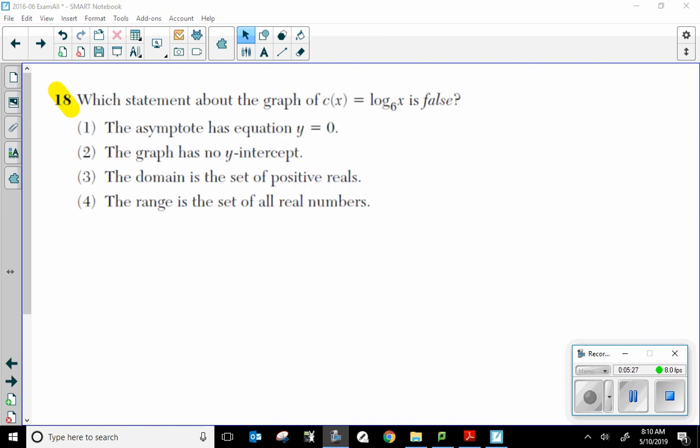Number 18, which statement about the graph of c of x is false? And c of x is actually log base 6 of x. Now, the first thing I would do, you can see all of our options here. Let's read them. Number 1, the asymptote has an equation of y equals 0. The graph has no y-intercept. The domain is the set of positive real numbers, and the range is the set of all real numbers.